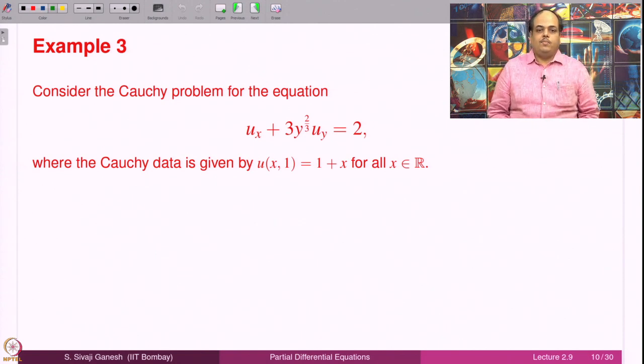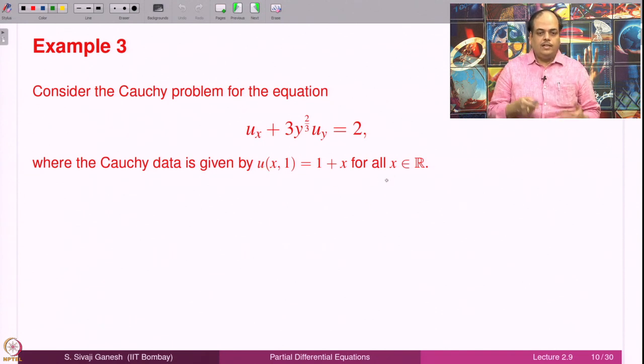In this example what is happening is u x plus 3y power 2 by 3 u y equal to 2. Now a is 1, b is 3y power 2 by 3, this is not a C1 function, our theorem required a C1 function, right? It is not a C1 function. Let us see what happens. C of course is 2, constant, no problem. Cauchy data is u of x1 equal to 1 plus x.